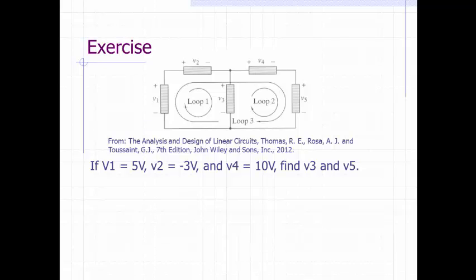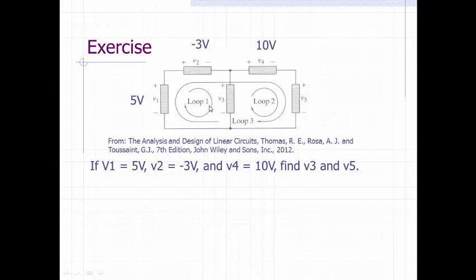Now let's look at another exercise. In this exercise, some variables are known already. So V1 is 5 volts, V2 is negative 3 volts, and V4 is 10 volts. So their question is to find the V3 and the V5 over here. Let's still consider KVL. How to find the V3? V3 is in loop 1. Also in loop 2, sure. But if you start from loop 2, you can see you have two unknowns. One equation, you cannot solve it.